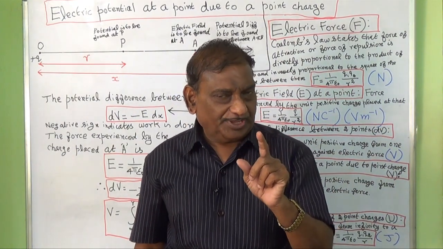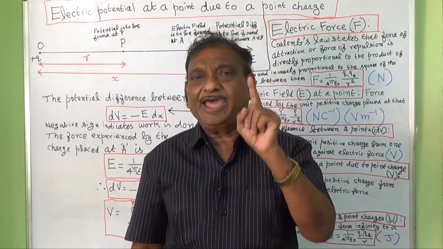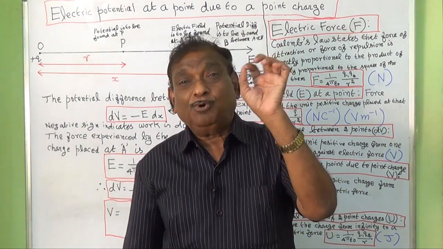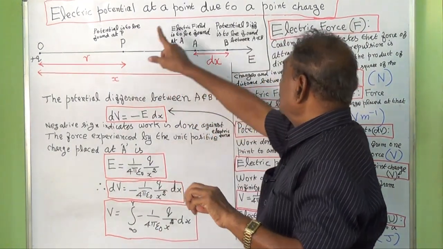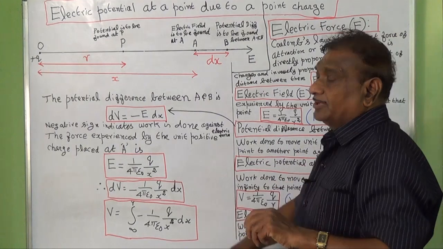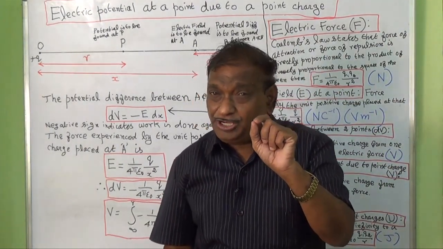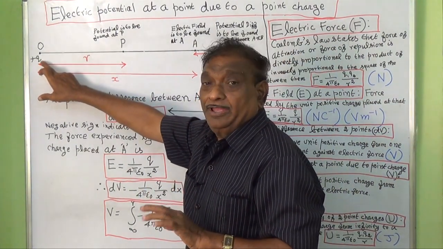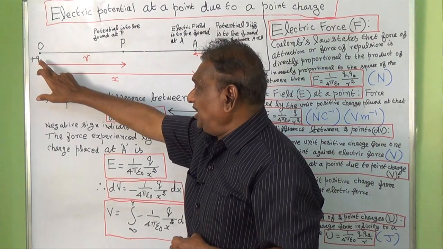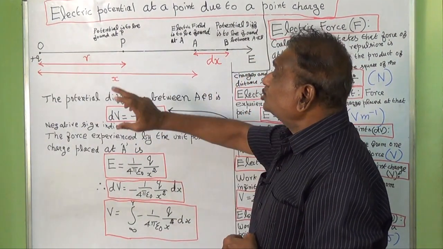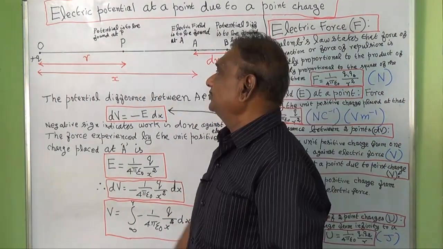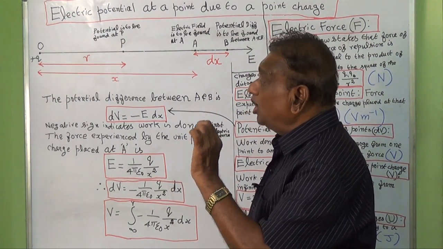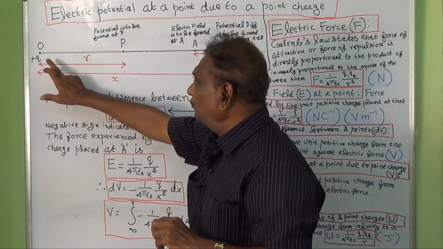In this video, we are going to find the formula for electric potential at a point due to a point charge. We are taking a point O. At that point O, the plus Q charge is placed. There is also another point P. This point P is placed at a distance of small r from the charge plus Q.